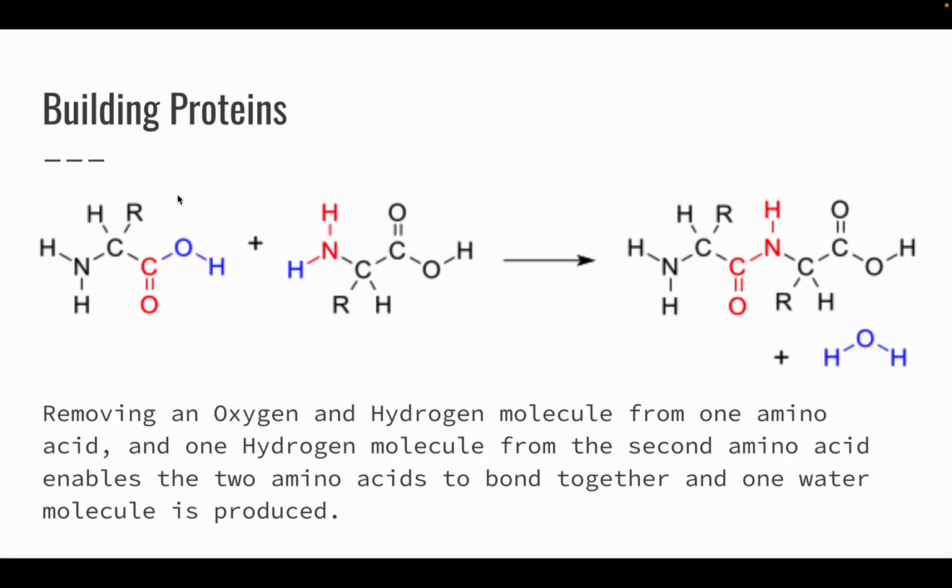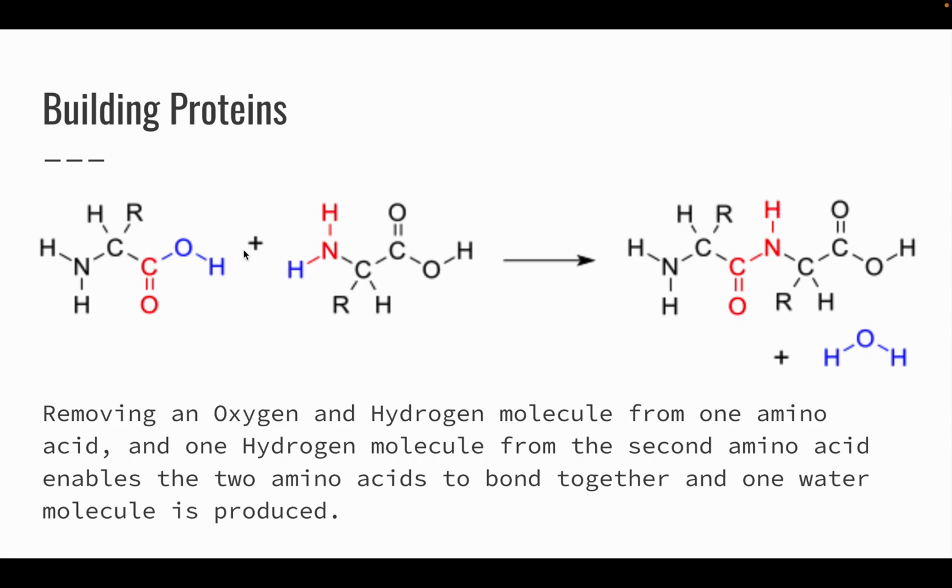So one amino acid lost an oxygen, which were the red circles, and a hydrogen, which were the white. One of them lost that, and the other lost a hydrogen that was connected to the nitrogen. That OH and this other H bonded to each other to form water, H2O.